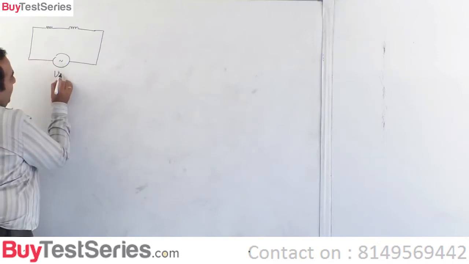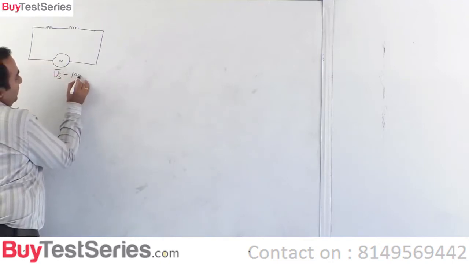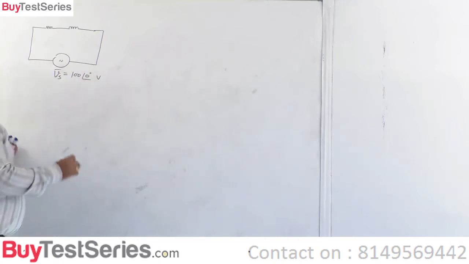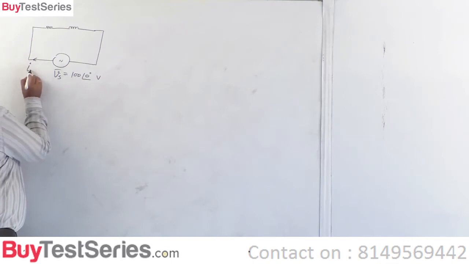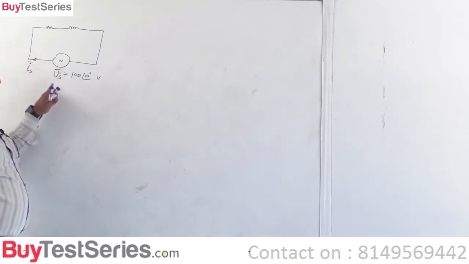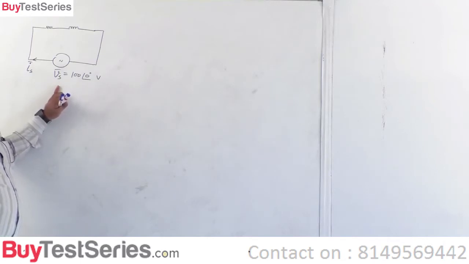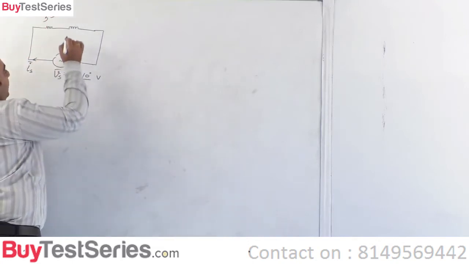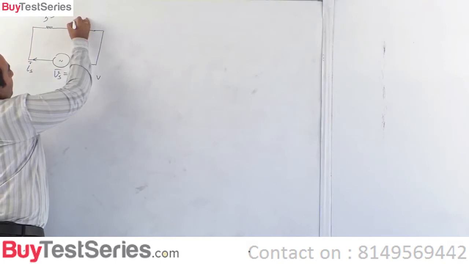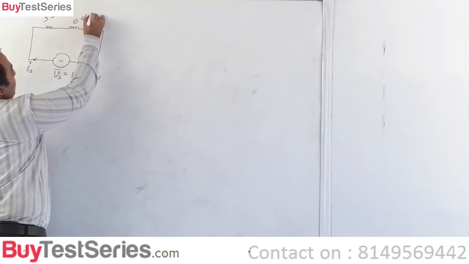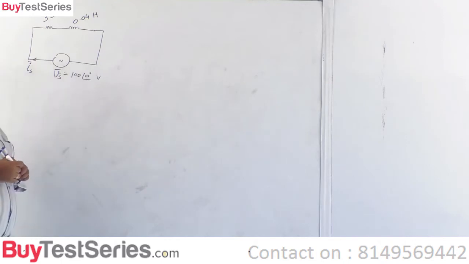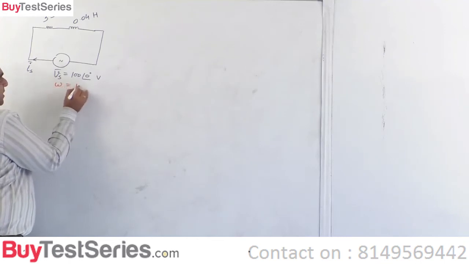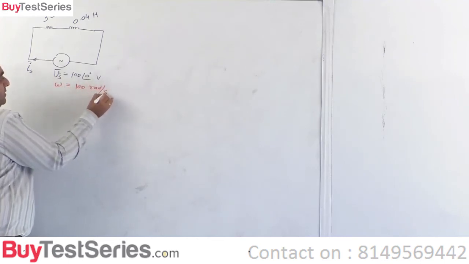Say this is your supply voltage, which we shall take as the reference, and this is 100 angle 0 degree volts. This is the current IS. The S subscript here represents the source voltage and the source current. This is say a resistance of 3 ohms, and this is say 0.04 Henry. Say the angular frequency of this source is 100 radians per second.